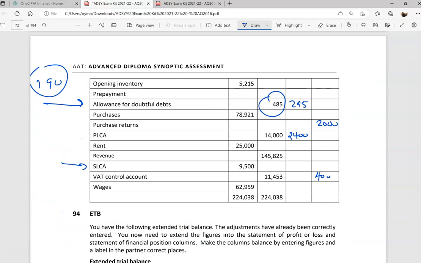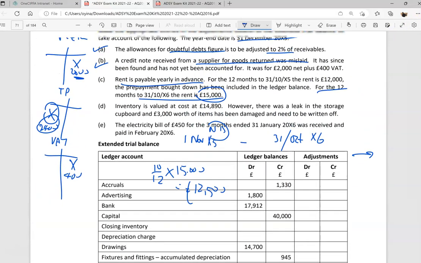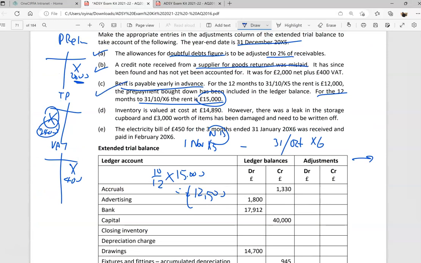So I credit the rent account 12,500 and debit prepayments 12,500. That's the journal, to reduce this rental figure by 12,500. So I've done that. Very good. Then let's look at the next question.